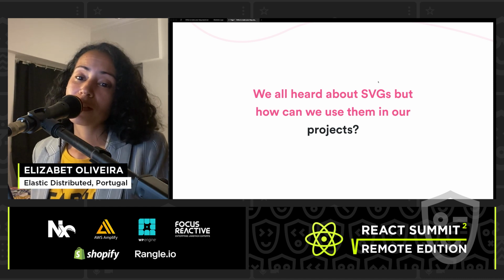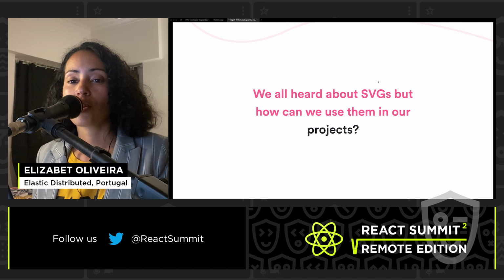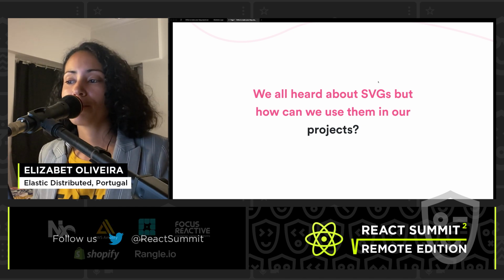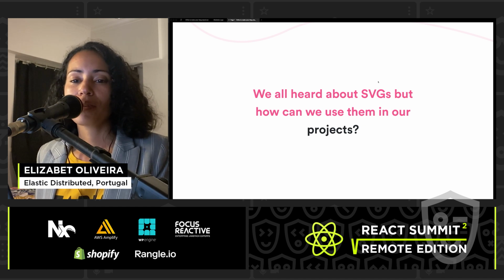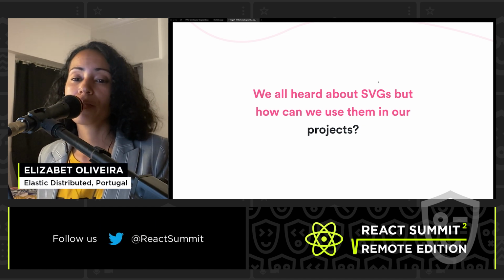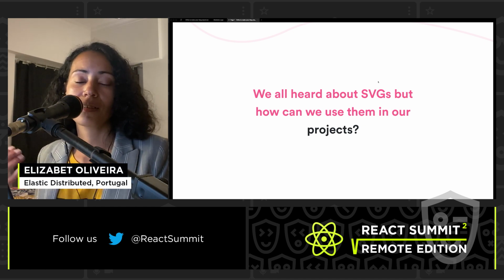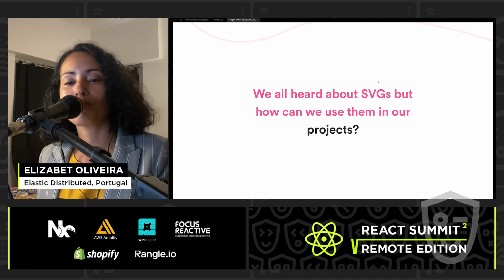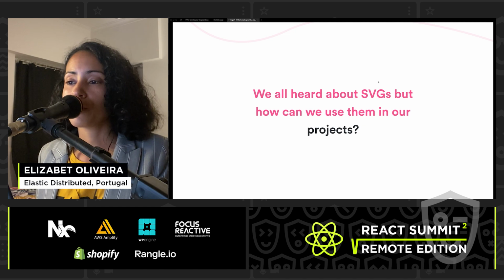Today I want to talk, once again, about SVGs. I've talked about SVGs before, in other editions of React Summit. But today I want to tell you a little bit about how you can use SVGs inside your projects. Why? Because a lot of people, when they see my talks, say, SVGs are really cool, I wish I could use them inside my projects and products. And you can use SVGs inside your projects and products. Today I want to show you just a few ideas of what you can do.